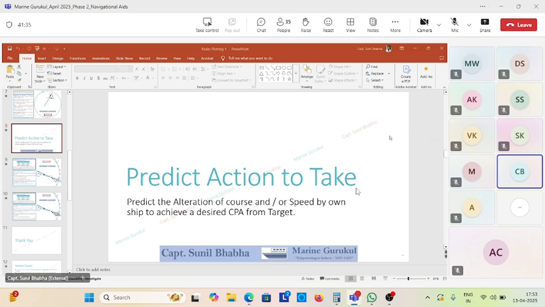So how to predict what action a particular ship can take to attain a desired CPA or TCPA? So this is the first thing which we are going to see. Pay attention, beta.